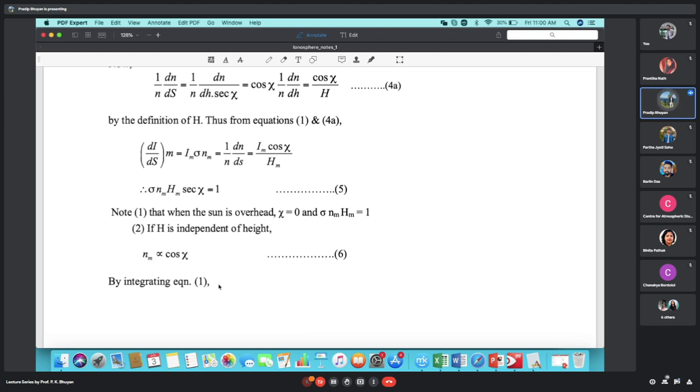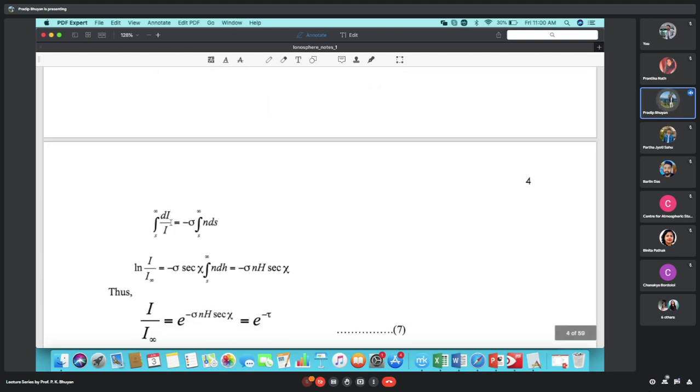By integrating equation 1, going back to equation 1 again, we can write dI by I as the integration from s to infinity, because infinity is the maximum height and s is the height up to which you are measuring. So dI by I is equal to minus sigma integration from s to infinity of n ds. By integrating, we get log of I by I infinity is equal to minus sigma secant chi integration, because this ds is related to dh. Instead of ds, we are writing in terms of dh, that means the change in height with respect to the vertical. This becomes equal to sigma n h secant chi, if we consider the variation with height to be constant.